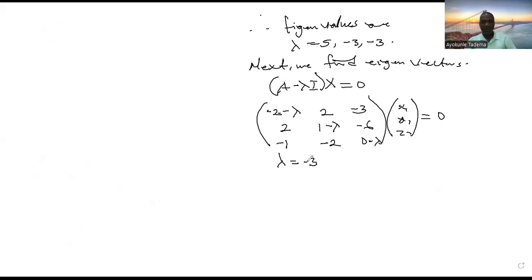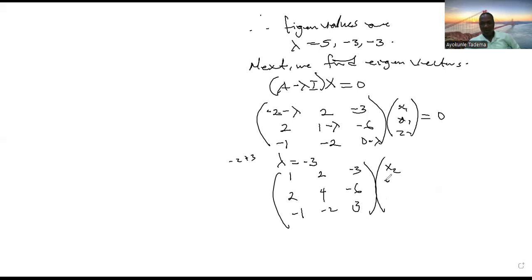When lambda equals minus 3, you can do the same thing. You substitute that value again. Here we have minus 2 minus 3, and that is 1. We have 2, we have minus 1. Here we have 2; we have minus 3, which is positive 3, plus 1. That should be 4. Minus 2, minus 3, minus 6. We have positive 3. And this time around, X2, Y2, and Z2 equals 0.